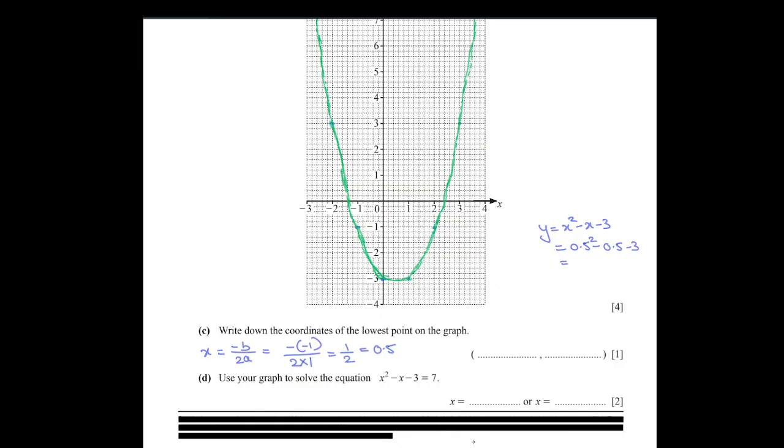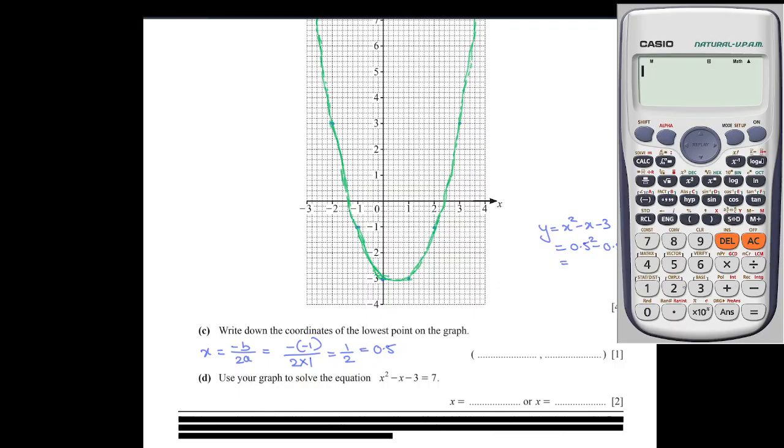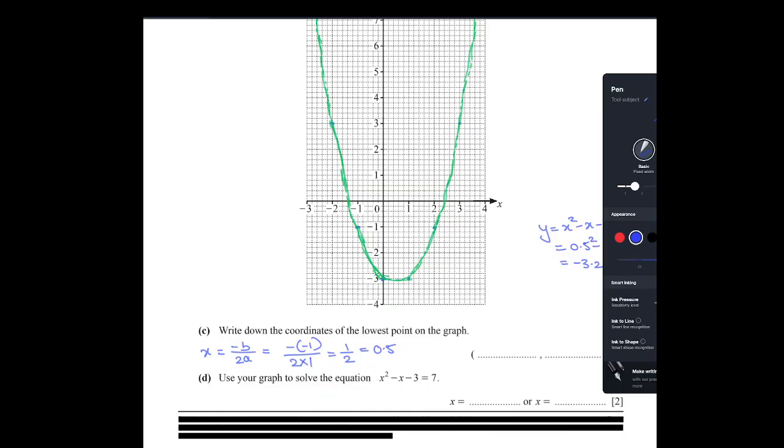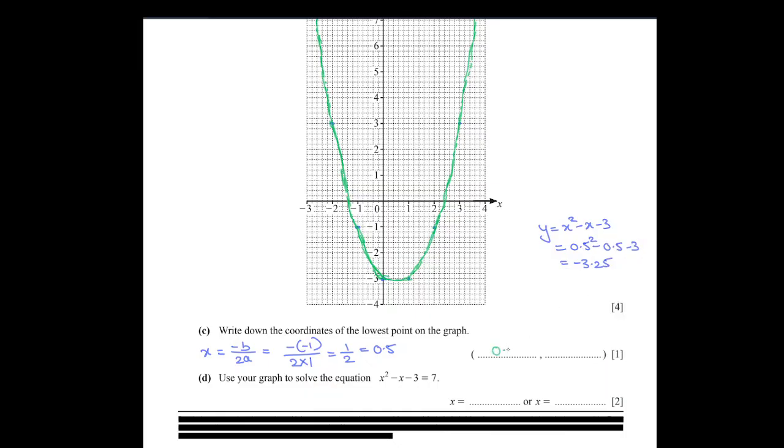Find out. 0.5 square minus 0.5 minus 3 is equal to minus 3.25. So this will be the y coordinate. So write down that 0.5 and negative 3.25. This is the lowest point. C is done.